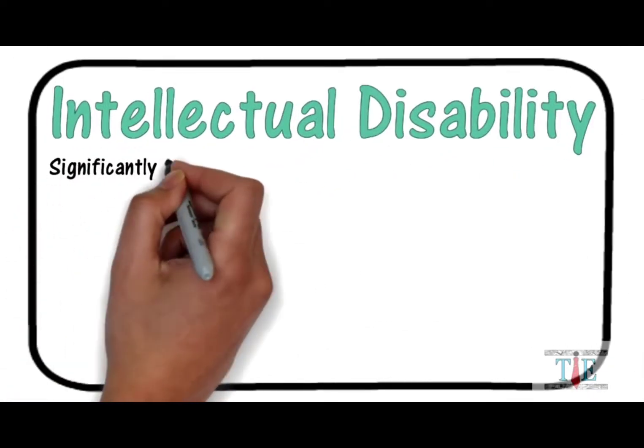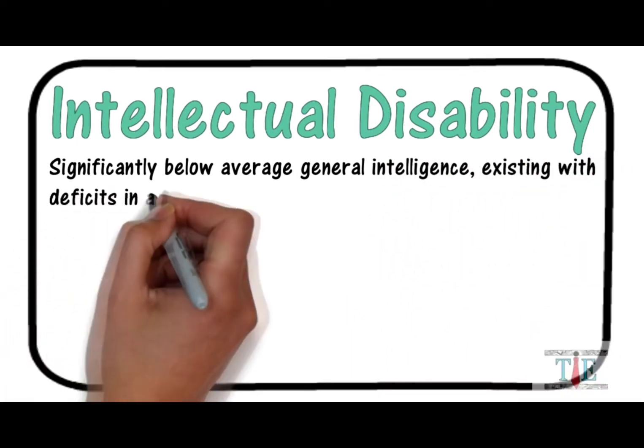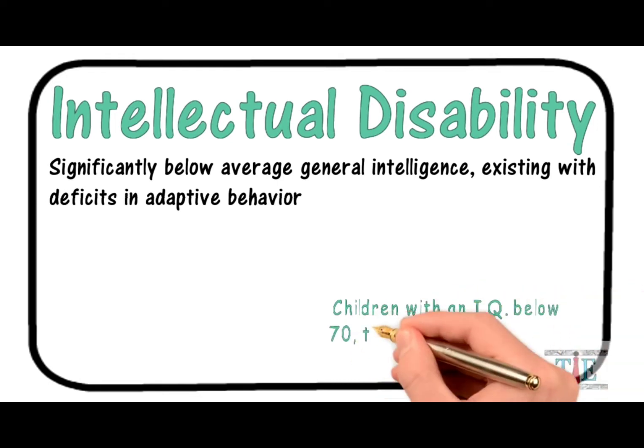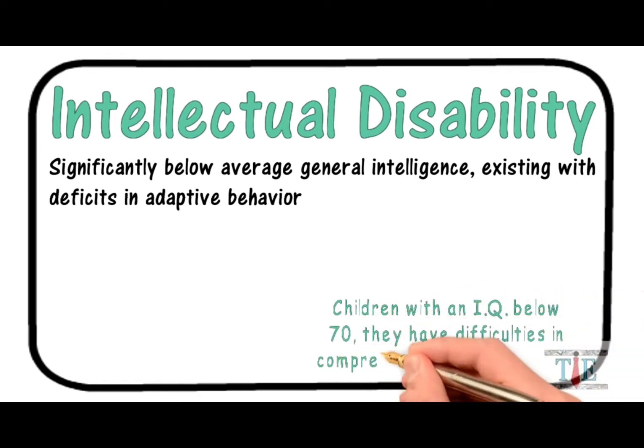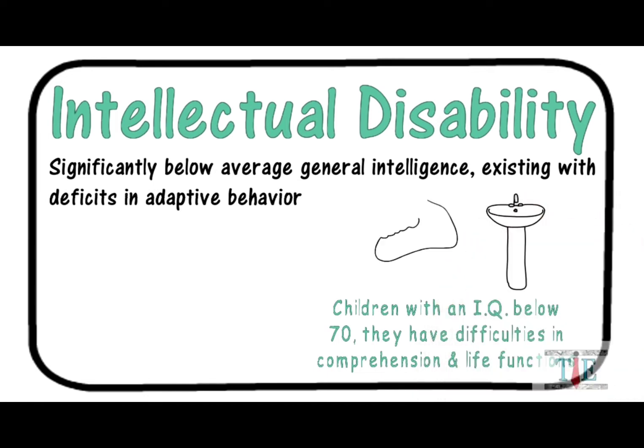Now, we'll begin with the first category on the list: intellectual disability. Intellectual disabilities can be defined as significantly below average general intelligence existing with deficits in adaptive behavior. Children with this disability have an IQ below 70. They also have difficulties in comprehension and life functions.